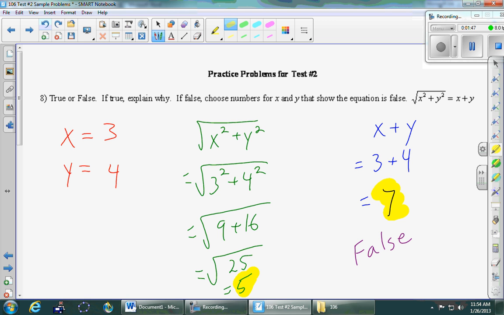Now I picked 3 and 4 because they were going to give me nice numbers for the square root of x squared plus y squared. You can really pick just about any two numbers you want. It's okay if they aren't nice numbers.